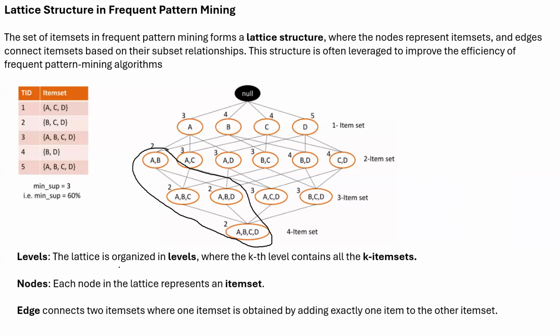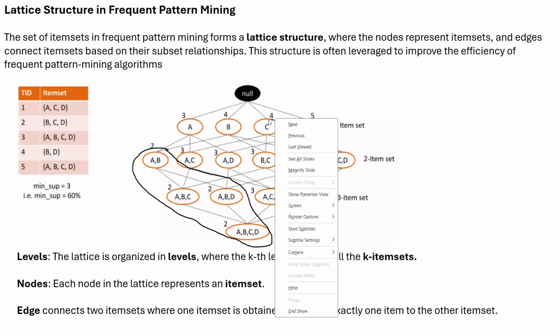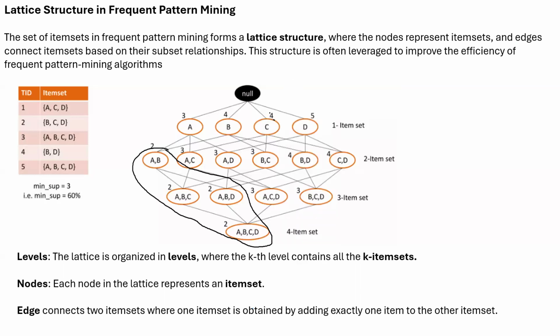The lattice is organized in levels. We also know this is the first item set because the cardinality of these item sets is 1. This is the second item set, this is the third item set, and this is the fourth item set. You all know this. Nodes: each node in the lattice represents an item set. This is called a node. This looks like a tree data structure, so everything related to trees would also be valid here. The lattice structure is nothing but just a tree structure, so every concept that applies to tree data structures can also be applied here.